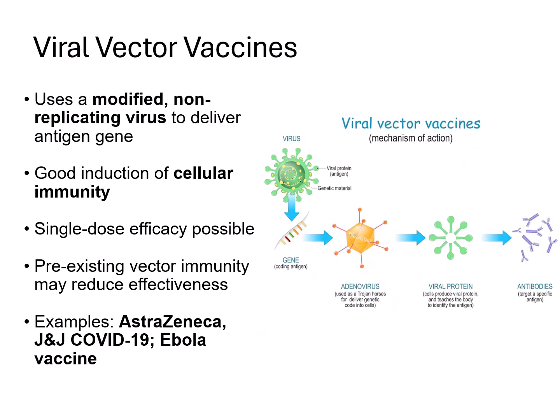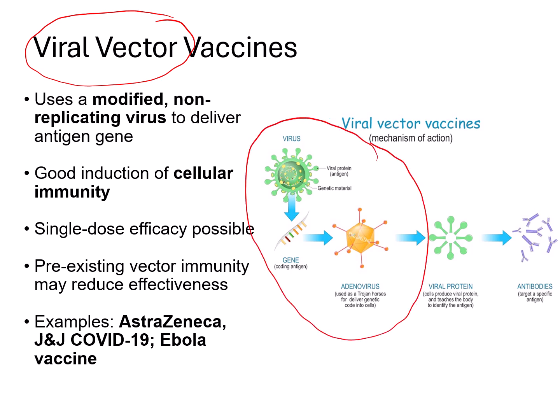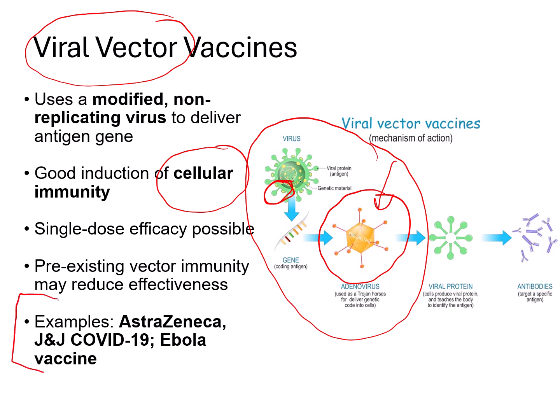Another more recent type of vaccine are our viral vector vaccines. This uses a harmless viral vector, so we've taken a virus and we've changed it so that it's no longer infectious, and we're going to use that viral vector to deliver genes, antigen genes from another pathogen. This will induce strong T cell responses, and it can often be effective with just a single dose. And examples of these viral vector vaccines include the COVID-19 vaccine from AstraZeneca or Johnson & Johnson, or the Ebola vaccine.